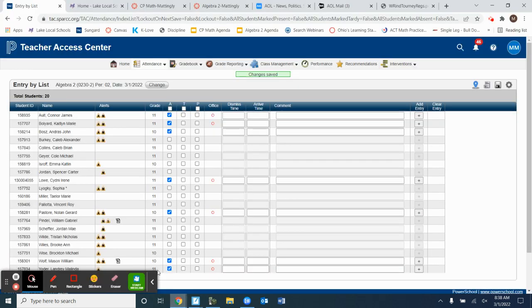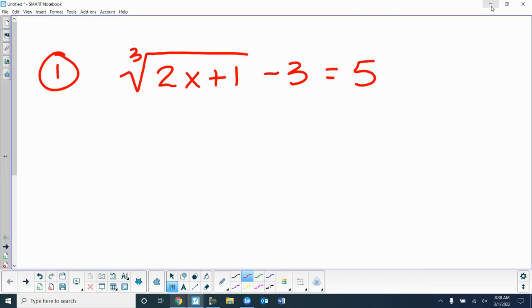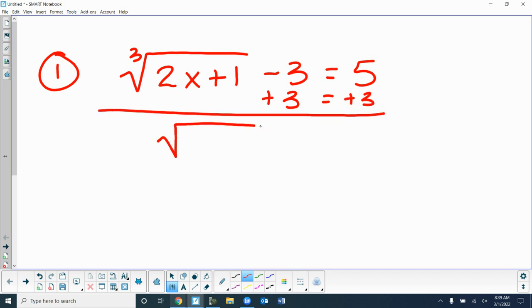All right. So what's the first step? Add 3, right? Got to get that radical part isolated, right? So first step is always to make sure the radical part is isolated, and then get rid of that radical. How do I get rid of a cube root? Cube both sides, right?